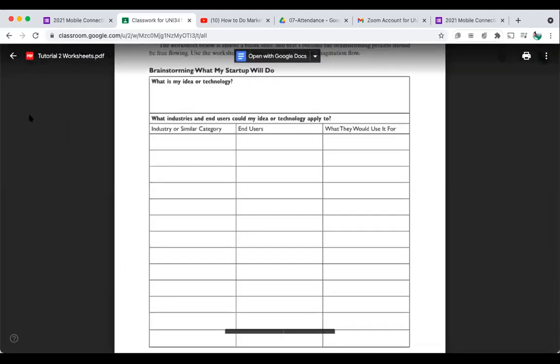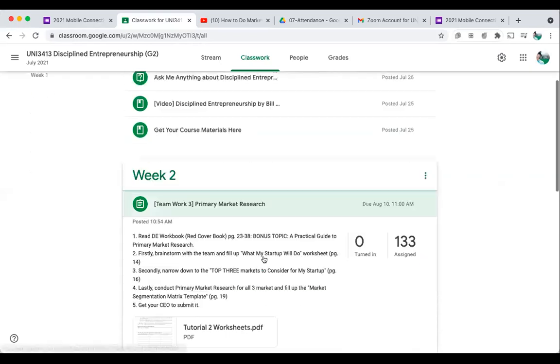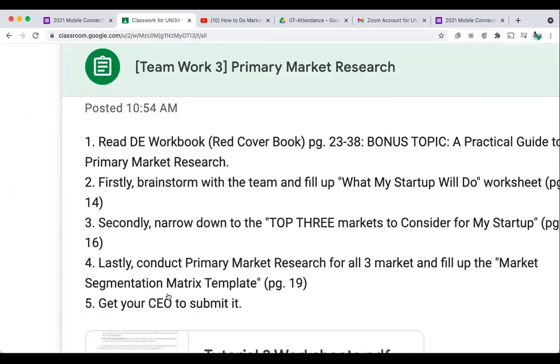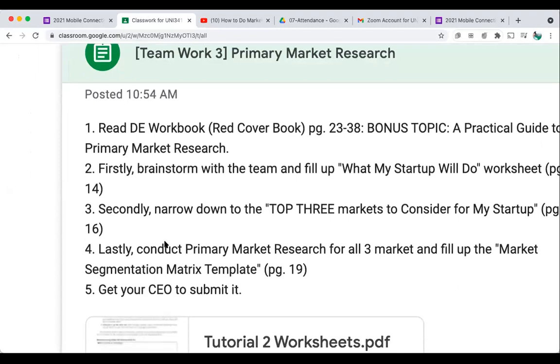And then after you do the first brainstorming part, you narrow down to your top 3 markets to consider. If I was selling, say, a microfiber mop, my top 3 markets would be maybe housewives, maybe the working class, maybe the elderly customer. So these are probably my top 3 markets to consider. So you narrow down the list.